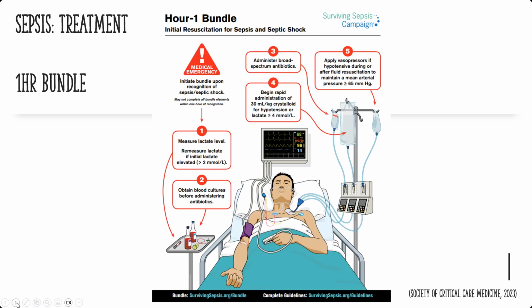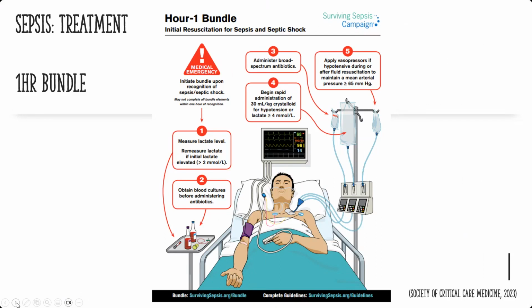Get your blood cultures, but do not delay antibiotics. Get those cultures drawn and cooking, but then you're going to start broad spectrum antibiotics. And then we're going to do rapid administration of a crystalloid. Usually it's going to be normal saline or lactated ringers, and we're going to talk about lactated ringers and why we might want to be a little cautious with that, but it's going to be 30 milliliters per kilogram. And that is the patient's body weight, not ideal body weight, but the actual patient's body weight on that one.